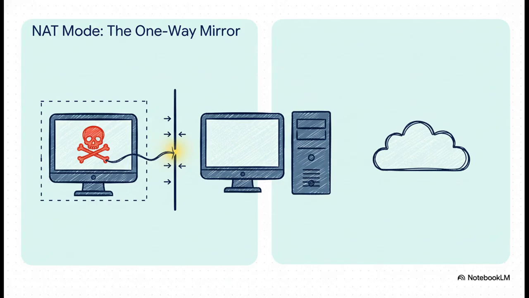Okay, next is NAT. Now, this stands for Network Address Translation, and it's a little bit better. You can picture this one like a one-way mirror. Your VM can look out at the internet by going through your main computer, and that can be handy for downloading tools or getting updates.